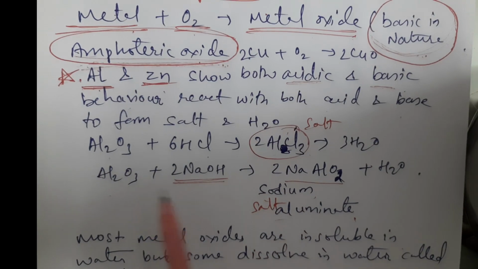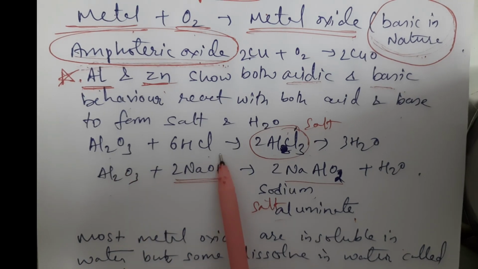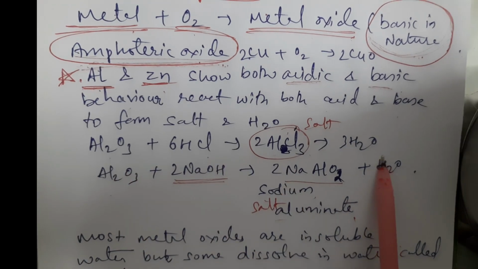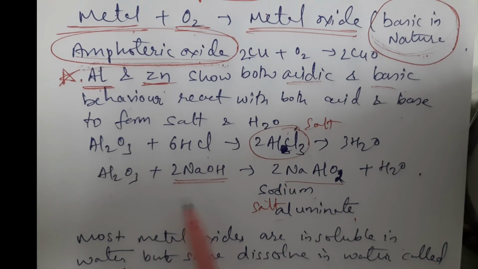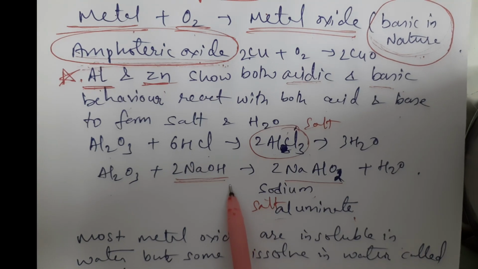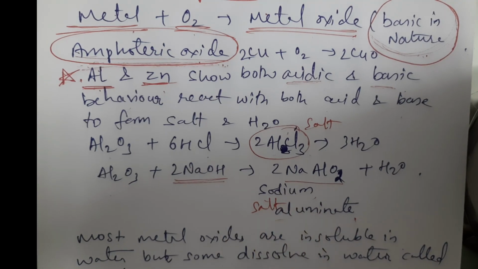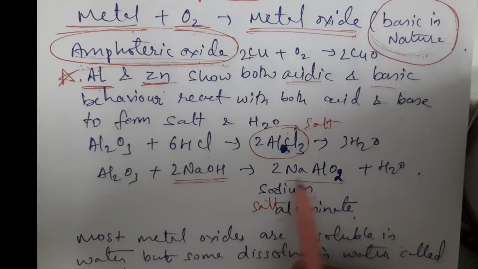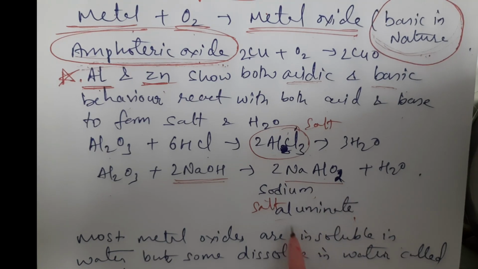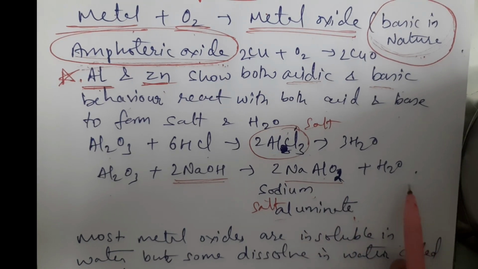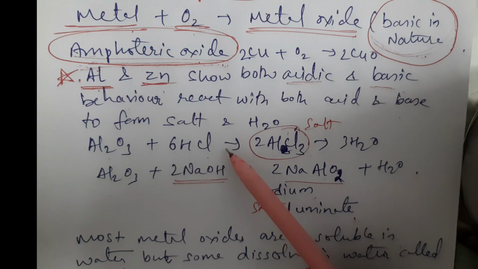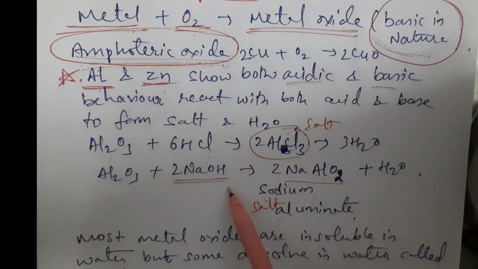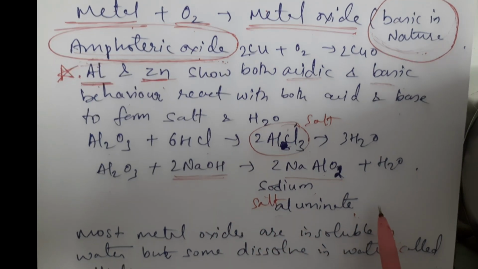Here one example is given: aluminium oxide reacts with HCl to produce aluminium chloride and water. In the same way, aluminium oxide reacts with the base sodium hydroxide to produce NaAlO2, that is sodium aluminate, and water. As it is reacting with both acid and base, we call it an amphoteric oxide.